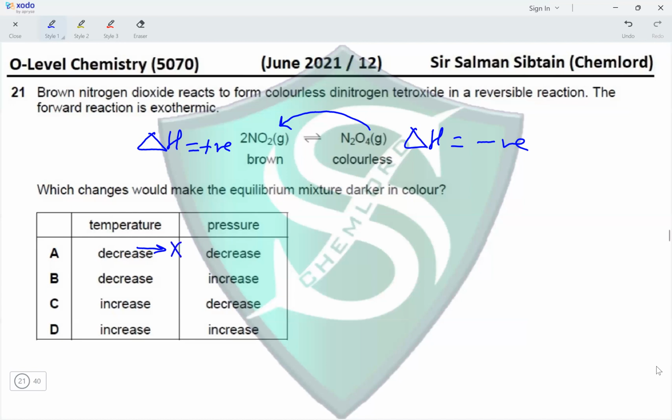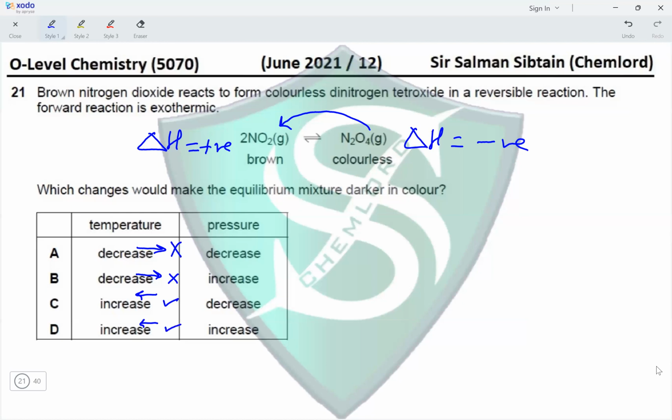So this is wrong. B again decreases, so the forward reaction would be favored. The intensity of the brown color would decrease. Wrong. Increase and increase would favor the backward reaction. So the correct options would be either C or D.